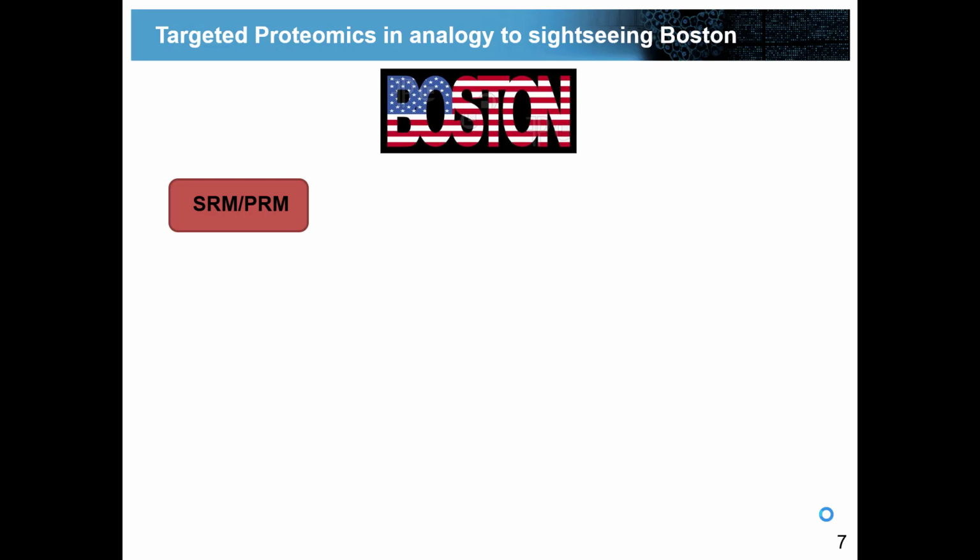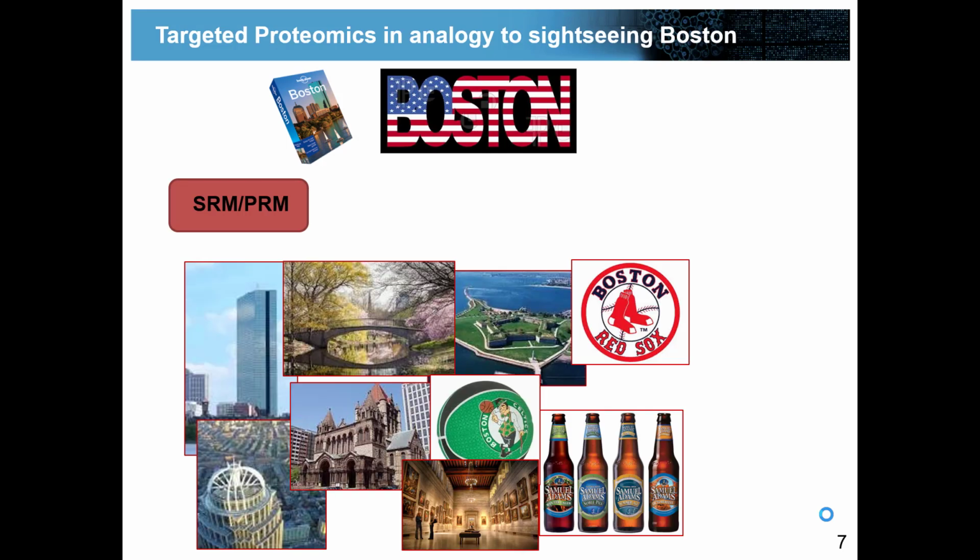Sightseeing Boston using SRM or PRM type of analysis, what would that mean? If you would use the SRM type of sightseeing, the first thing you would do before you travel to Boston, you would read the literature. So you would read the city guide book of Boston, and based on what you read there, you would decide what are the most interesting places to go for me personally. And then once you're in the city, you would just go to these places.